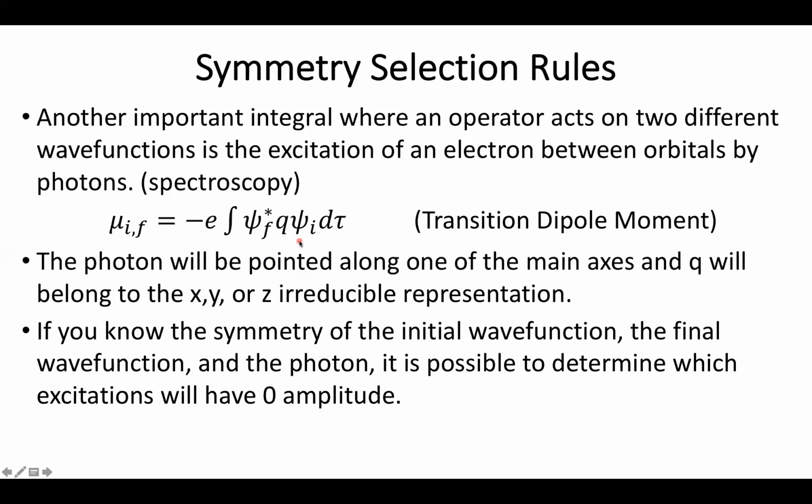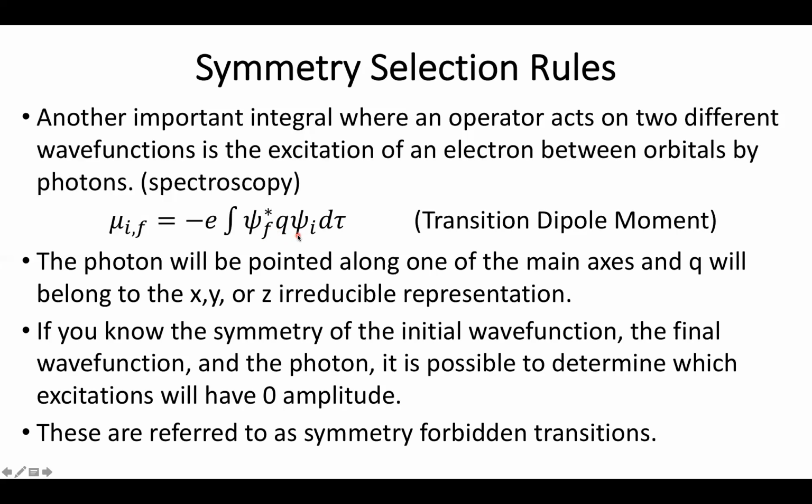So again, if we know the symmetry not only of our photon, which has three possibilities, but also of our final and initial wave function, we can figure out which excitations are going to have a zero amplitude and which ones will have non-zero. Again, if these three functions have a symmetry besides the completely symmetric representation, this will give us a zero amplitude, and we are going to refer to these as symmetry forbidden transitions.